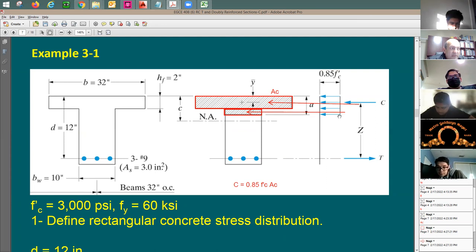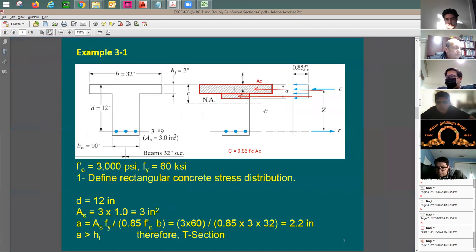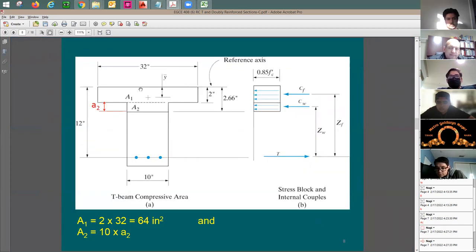And both of these two compression forces are gonna be equal to this tension force, because it is that simple. Summation of the forces in the x direction is gonna be equal to zero. So compression force one plus compression force two is gonna be equal to the tension force T. Where do we have that? It's right here. This is gonna be A1. What is A1? The flange cross-sectional area. What is A2? The web cross-section area exposed to compression. You can see here that Ac equals A1 plus A2.